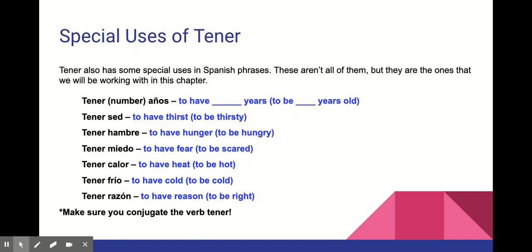The third way we use the verb tener is the special uses of tener. Okay, we have where tener translates as to be instead. These are called idiomatic expressions. These are things like to be blank years old, to be thirsty, to be hungry, to be scared, to be hot, to be cold, to be right. And that is the third way of us using the verb tener.